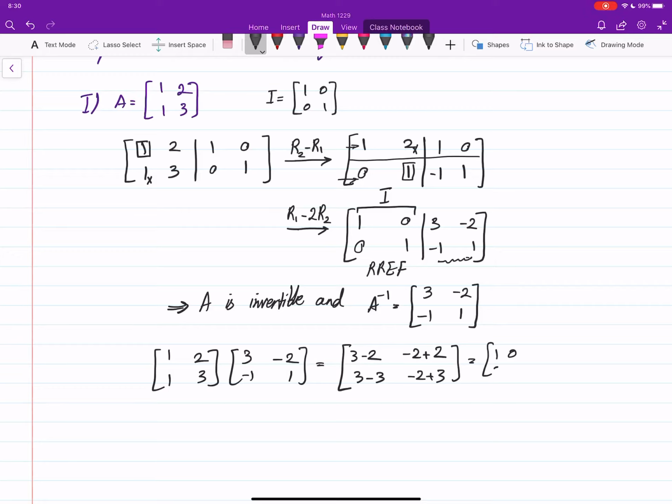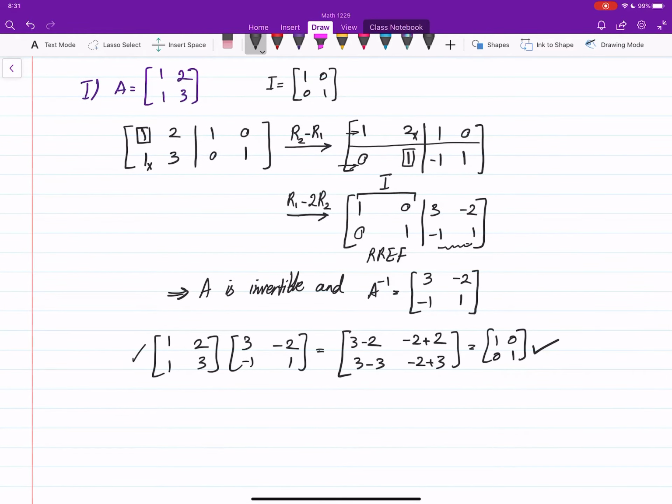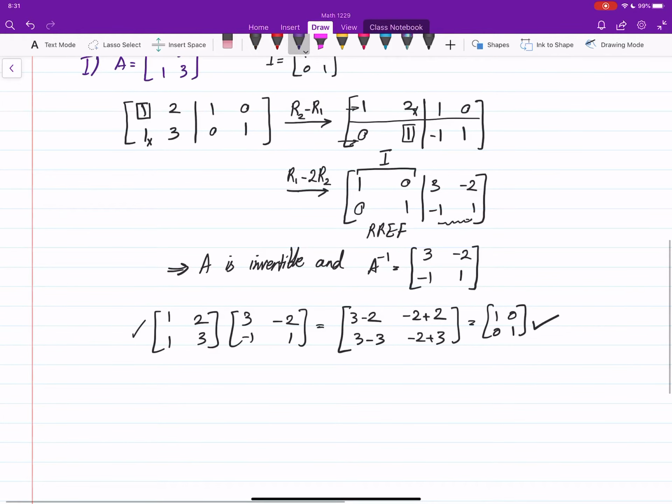You multiply the other way around, you will get again identity. This shows that, okay, we have done a good job. We confirmed that the matrix is invertible. We found the inverse, and we can also double check to see if we found the right one or not. Okay, so let's do one more example.